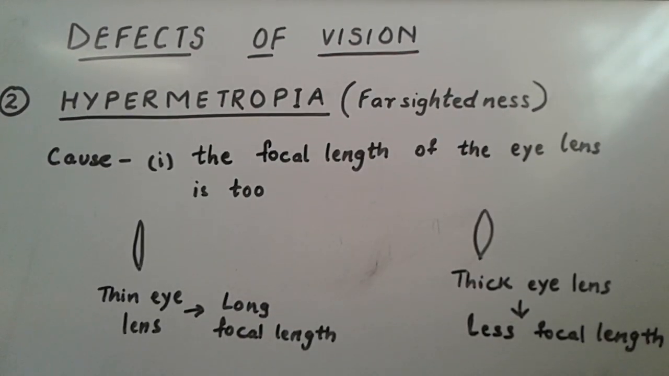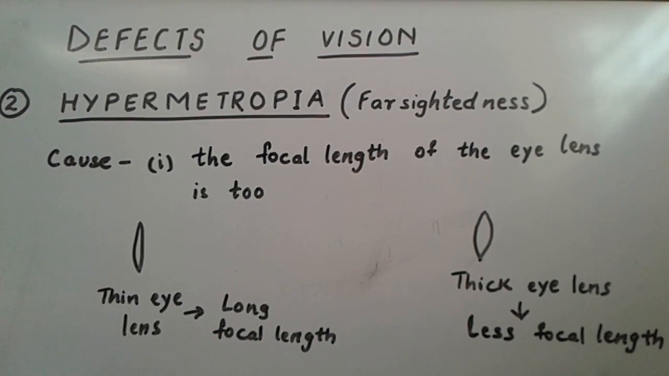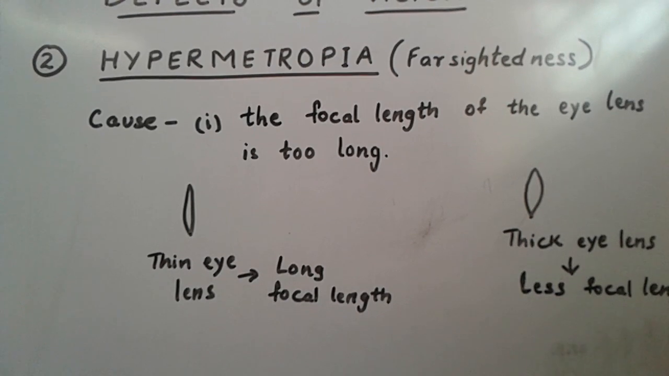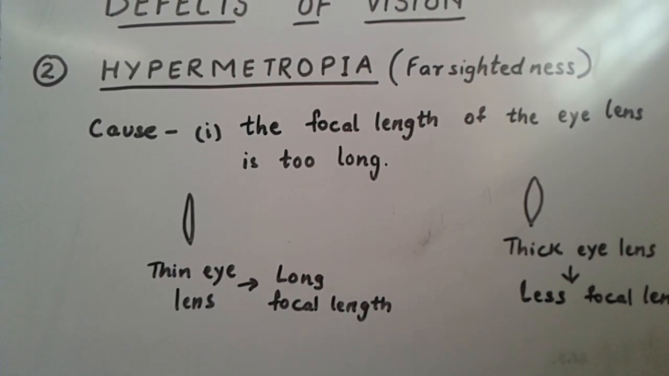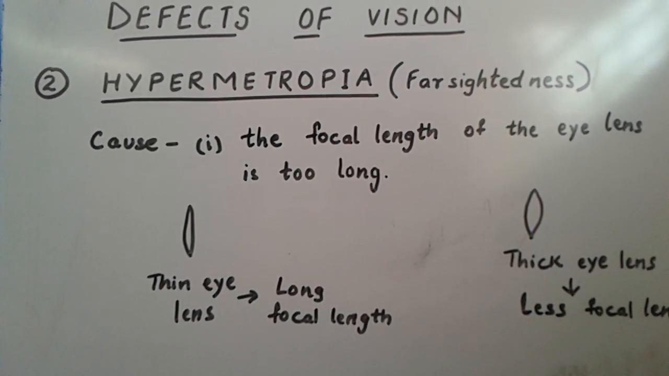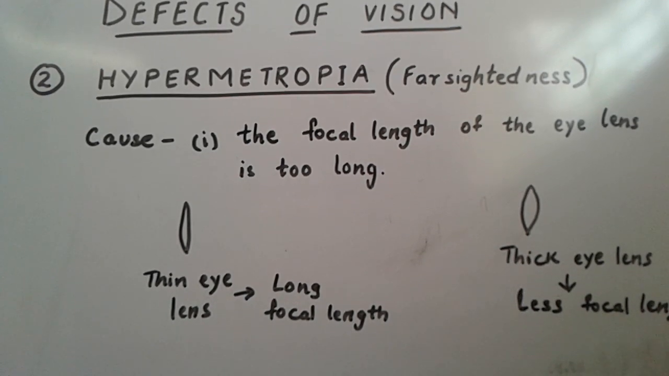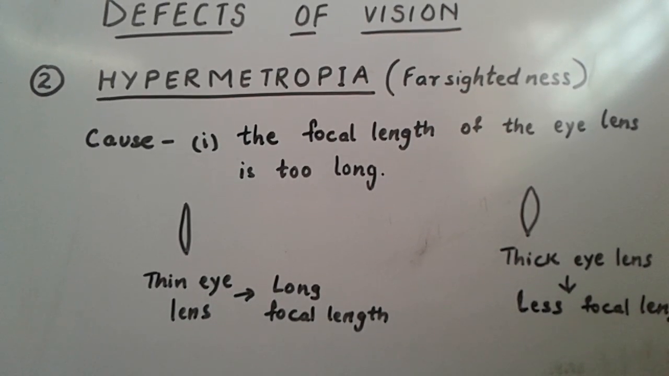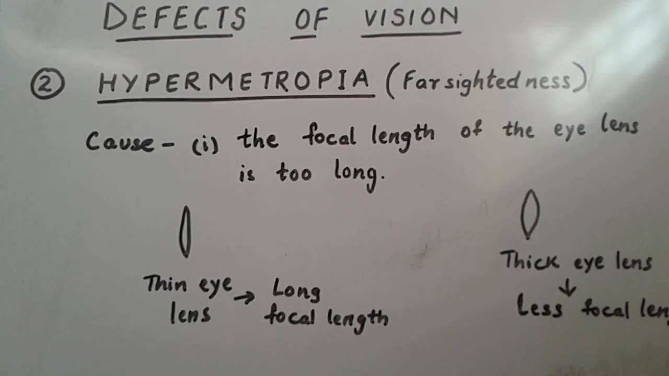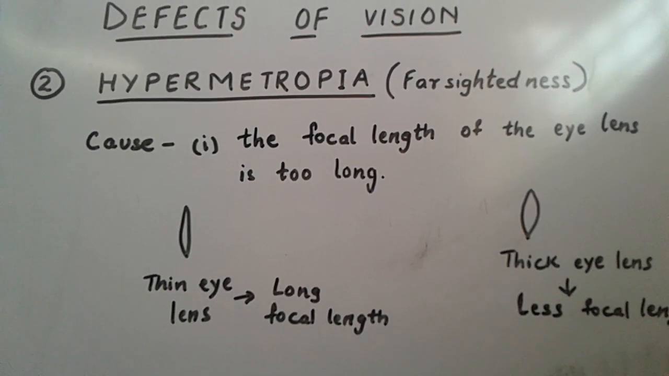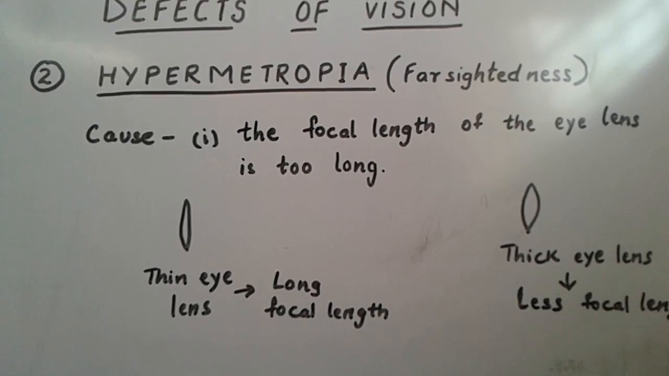So the possible cause of it is that the focal length of the eye lens is too long. It means what? That the eye lens is quite thin. Actually, to see the near object, the eye lens should be thick so that it has less focal length. The ciliary muscles function for this, but maybe the ciliary muscles have not functioned properly, because of which the eye lens has not become thick and it is thin, and because of which the focal length has become long.